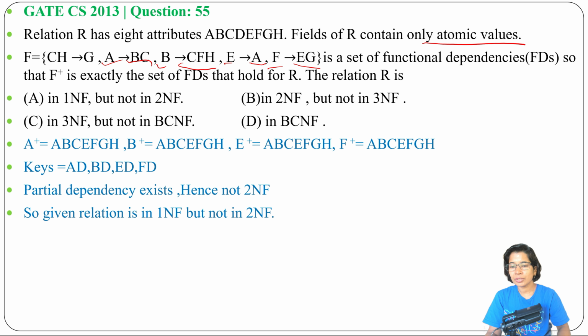Now check the options. Option A: in 1NF but not in 2NF. Yes, this is true. The relation R is in 1NF but not in 2NF. Option B: in 2NF but not in 3NF. No, it's not in 2NF, so not in 3NF or BCNF either. The answer will be option A.